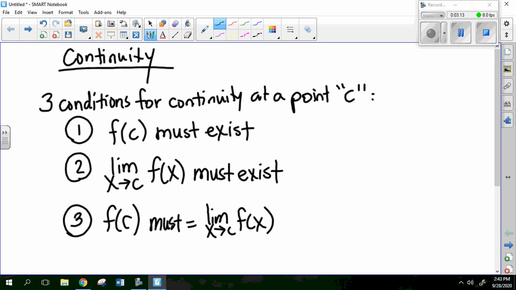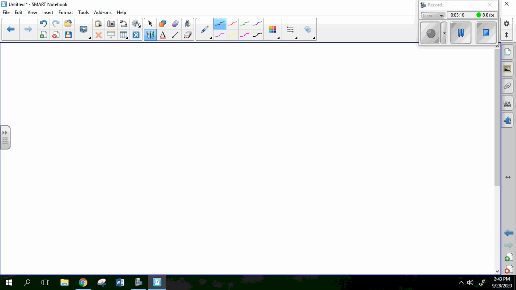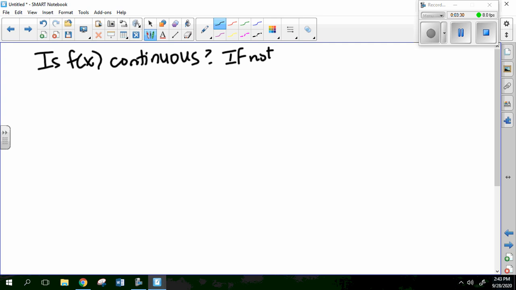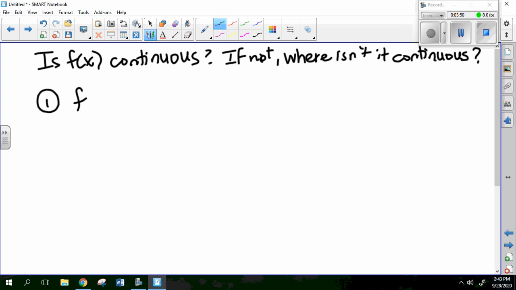So what are you going to do with this? You're going to have to figure out if f of x is continuous, and if not, where isn't it continuous? Technically you're checking every possible point in the domain. All right, number 1. Again, we're just being generic. Is it continuous or not?